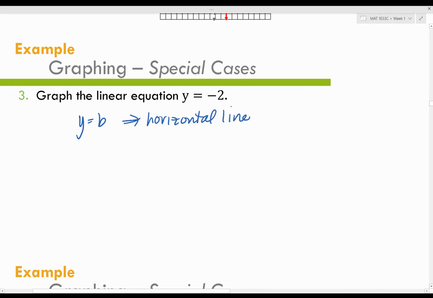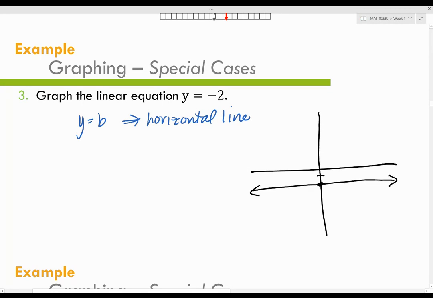Okay, so if I were to graph this one, let me sketch my coordinate system. This line is going to go through y equals -2. So -2 tells me to go down, and this is going to be a horizontal line. Now you'll notice this line is also missing an intercept. This one is missing an x-intercept. Okay, it never physically crosses the x-axis, so there's no x-intercept.